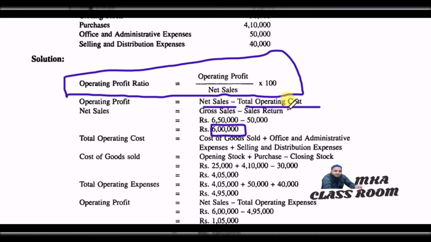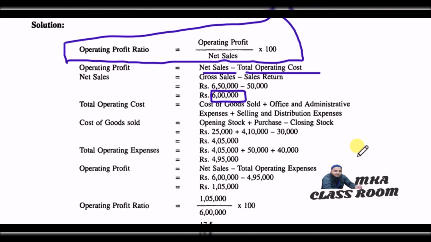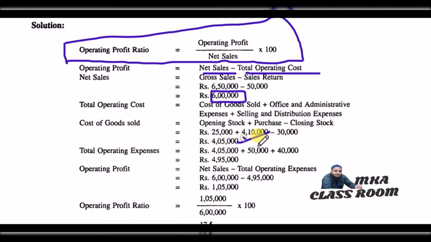Then you have to find out the total operating cost. So these are the total operating cost: cost of goods sold, office and administrative expenses, selling expenses. Then if you subtract this, we can get the operating profit. Same, cost of goods sold is opening stock plus purchase minus closing stock. So you have got the cost of goods sold. So here is the cost of goods sold.